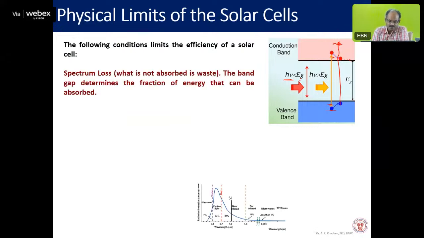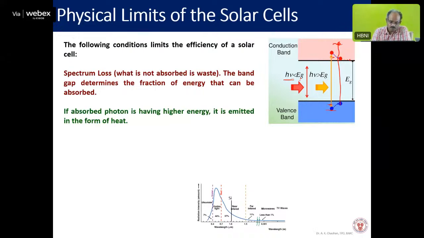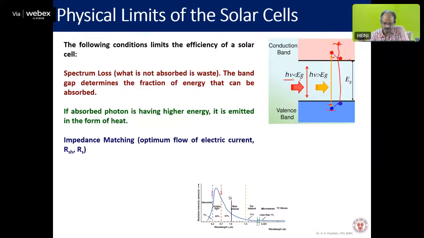So the first is spectrum loss. What is not absorbed is waste. So the band gap determines the fraction of energy that can be absorbed. If the energy is less than the band gap, it will be totally transmitted. If the absorbed photon has higher energy, then it is emitted in the form of heat and the temperature of the solar cell will increase. However, it will not give any contribution to the electrical output.